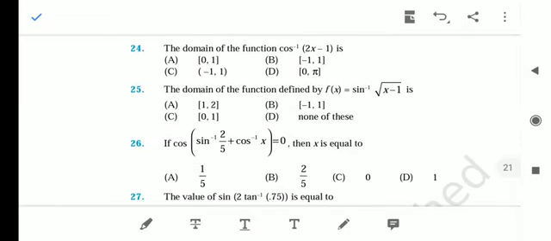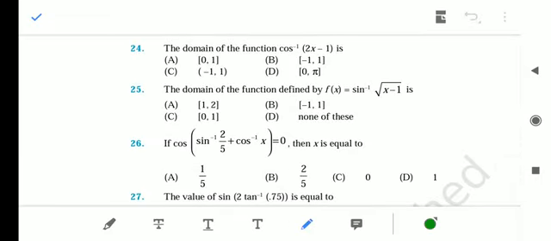Look at question number 24. The domain of the function cos inverse of this. We know that the domain of sin inverse x and cos inverse x is mod x less than equal to 1, or it is belonging to minus 1 to 1. So according to this question, we have 2x minus 1 greater equal to minus 1 and less than equal to 1.